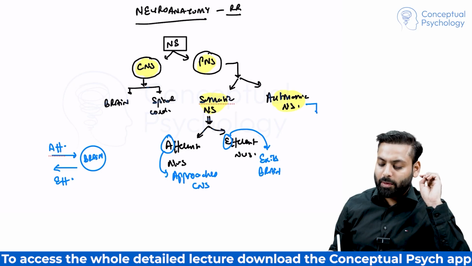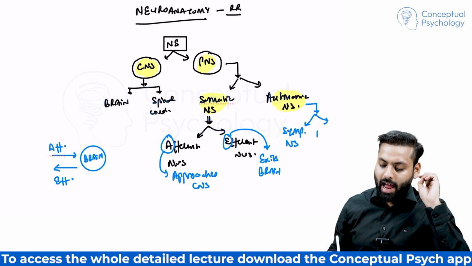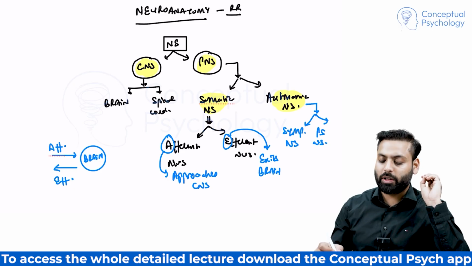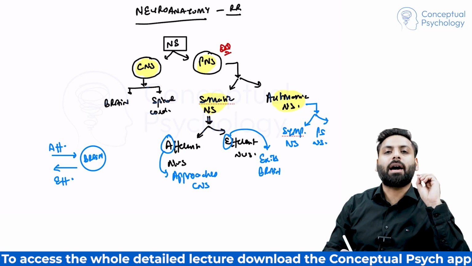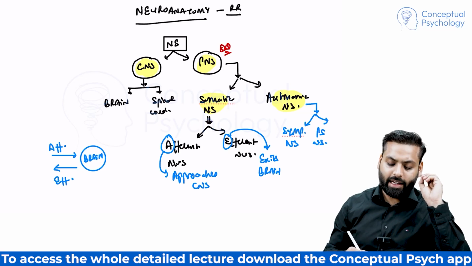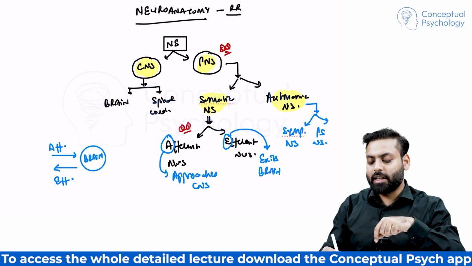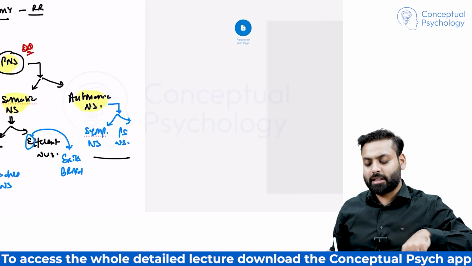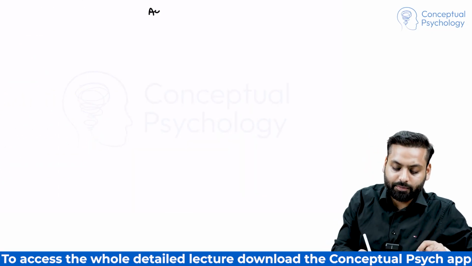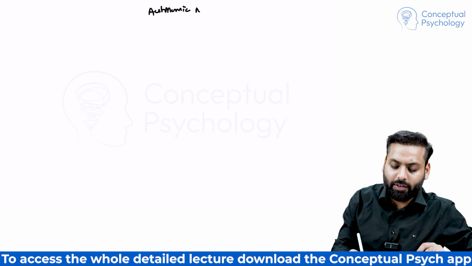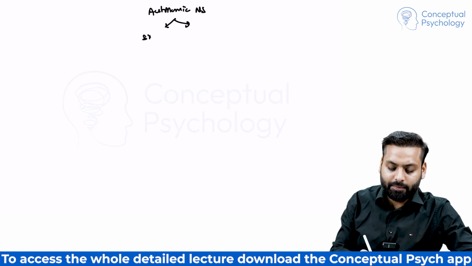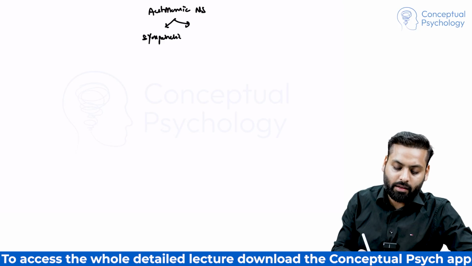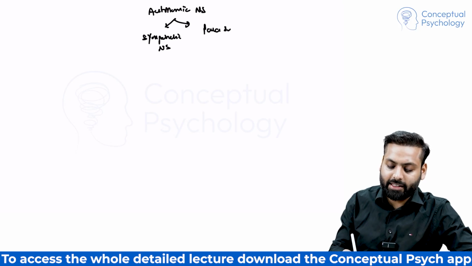Then in the autonomic nervous system, there are two types: sympathetic nervous system and parasympathetic nervous system. From here, please expect this question: division of the parasympathetic nervous system. Then afferent nerves versus efferent nerves. Now we will see sympathetic nervous system versus parasympathetic nervous system. So the autonomic nervous system is divided into two systems: one is the sympathetic system and the other is the parasympathetic system.